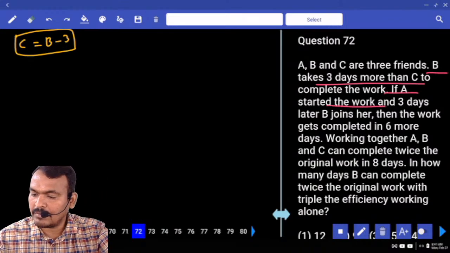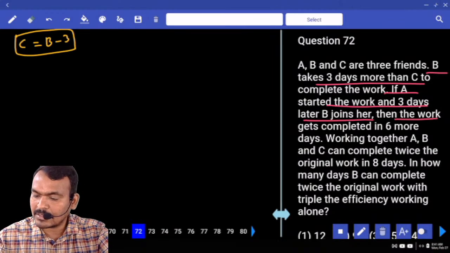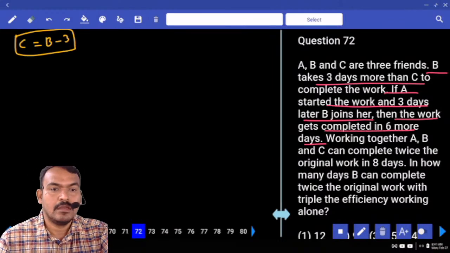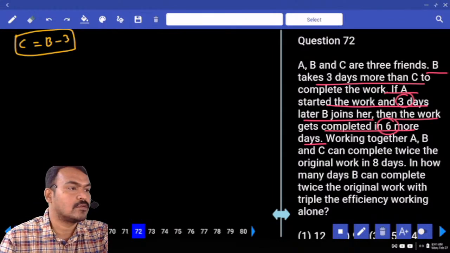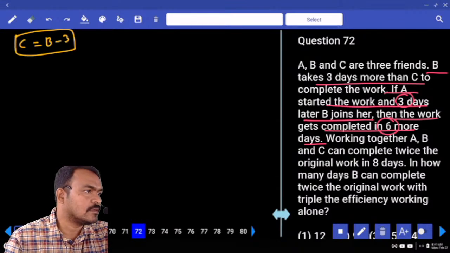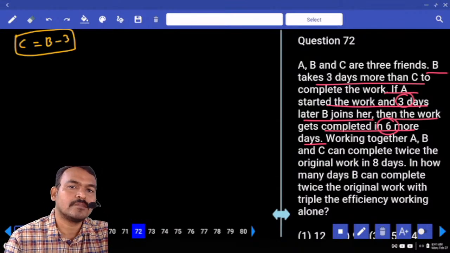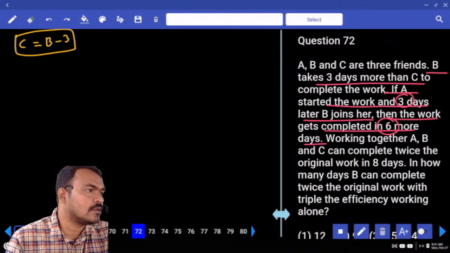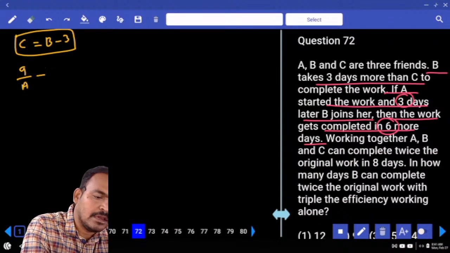What is the second one? If A started the work and 3 days later, which one joined? B joined. Then the work gets completed in 6 more days. Means A is working first 3 days, next 6 days. Total how many days is A working? 9 days. Suppose A can complete a whole work in A days. What is the 1 day work of A? 1 by A. How many days is A working? 9 days. Then 9 days work of A means we write 9 by A.